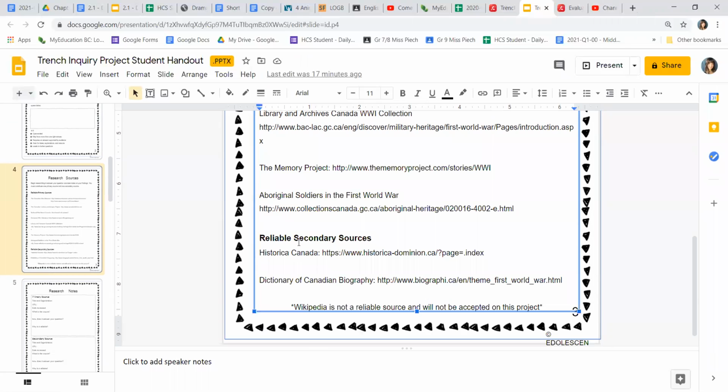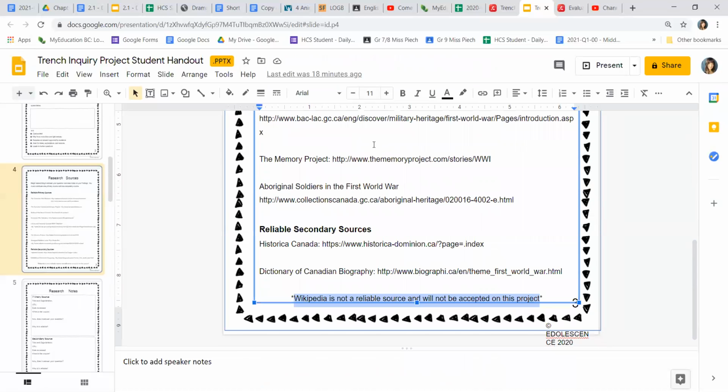And then we have a couple of reliable secondary sources as well. Now, just keep in mind, Wikipedia, you could look at it as a starting point, but that is not going to be included in your bibliography, and that is not where you should be getting the bulk of your information. Anything in your research paper, you should have found first, either in a primary or a secondary source.